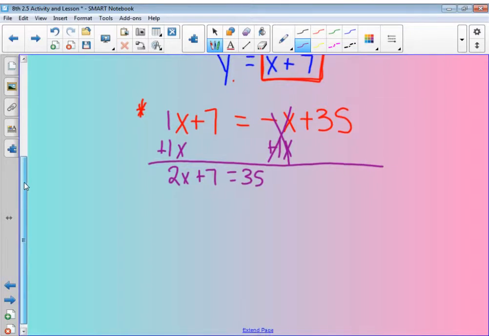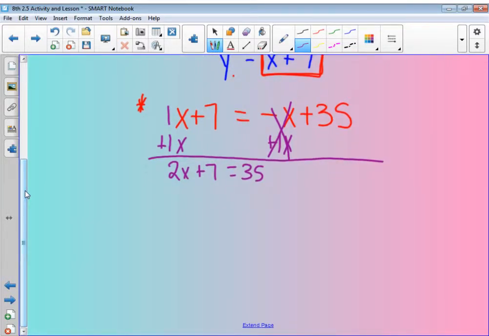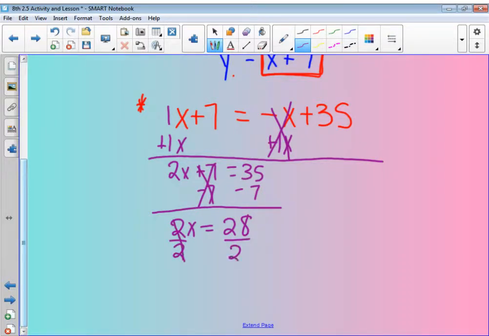Okay, so now I still need to work to get x by itself. So our next step would be to get our non-x's out of there. So minus 7, minus 7. Now I have 2x equals 28. To get x by itself, we would divide by 2. Divide by 2. So x equals 14.